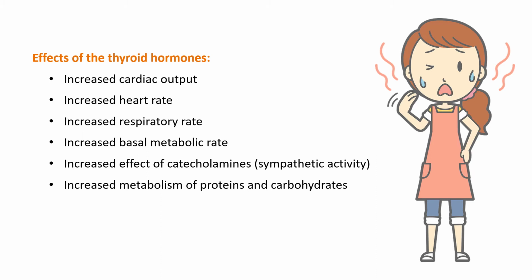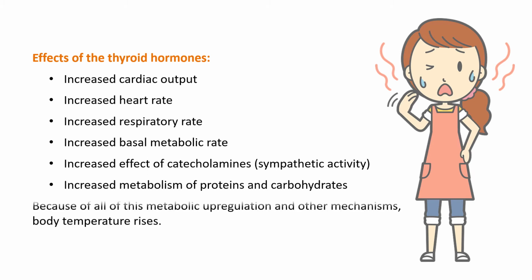Because we've got an increased basal metabolic rate, we've got everything upregulated, we need the increased metabolism of proteins and carbohydrates to provide energy. And because of all this metabolic upregulation and various other mechanisms, body temperature rises.